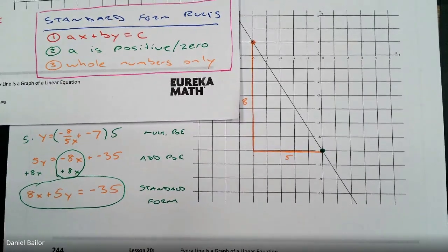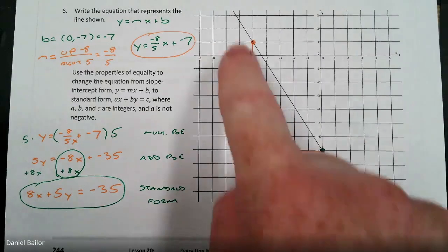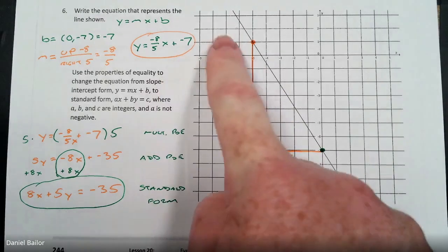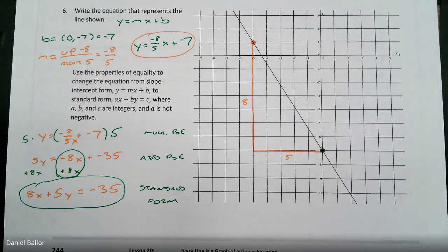Hopefully you saw how that worked. Hopefully you got the same answers I did. This line in slope-intercept is that equation, and this line in standard form is that equation. That's how we do it. If you need to rewatch any of that, rewatch it. If you need more advice from me, go ahead and reach out and ask. But let's talk about the rest of the lesson you're going to work on independently.